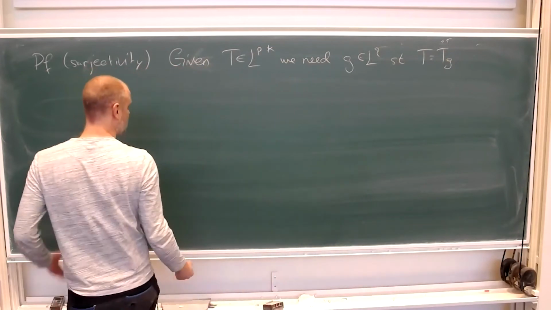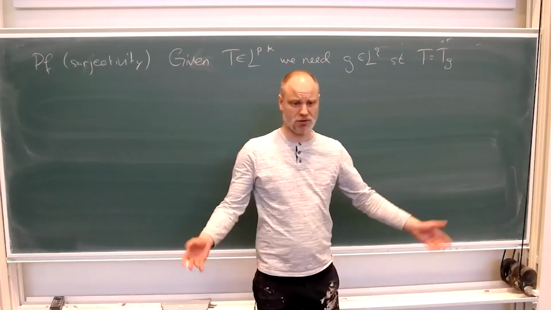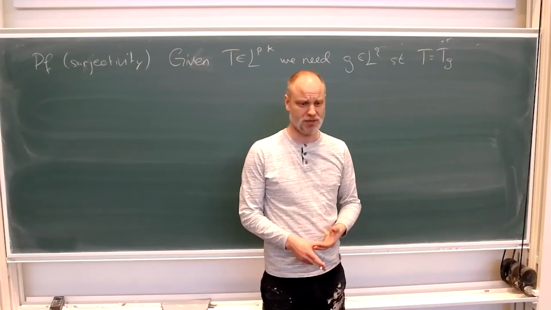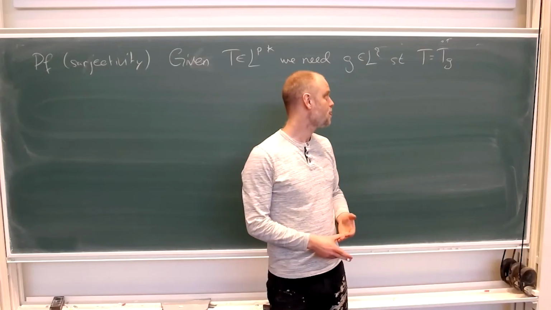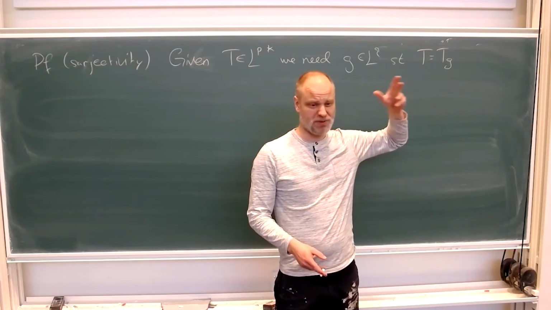Okay, so now this is deep water, right? You just sit there with your T. The only thing you know about it is that it's linear and bounded. How are you going to even find a function g? What would be the idea?